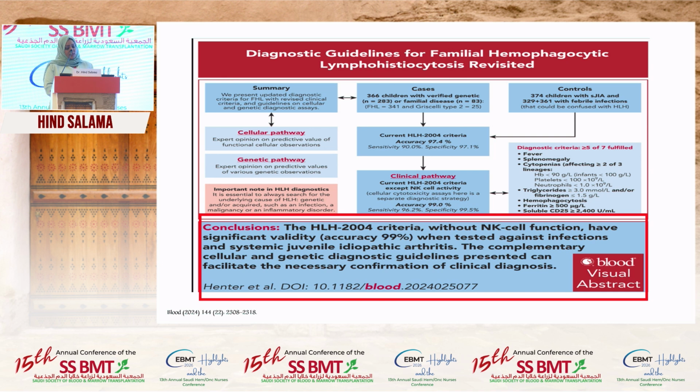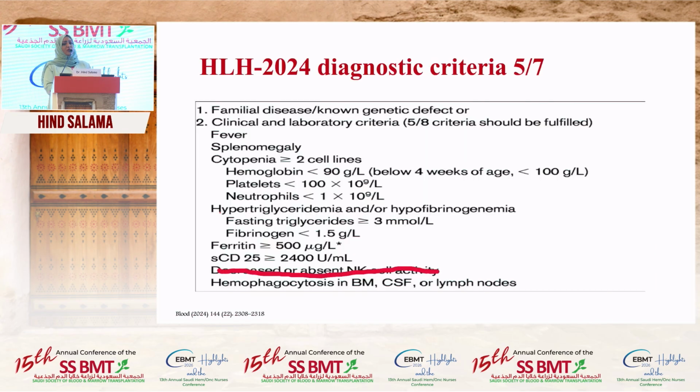But in 2024, Henter and his colleagues, Henter being the one who created the HLH-94 protocol and the HLH 2004, recognized that HLH 2004 works with an accuracy of 99% without the NK cell function. Most of us don't do the NK function, but still we diagnose HLH. So they removed the NK cell function from the HLH 2004, and they named it HLH 2024, where you need only 5 out of 7 criteria.